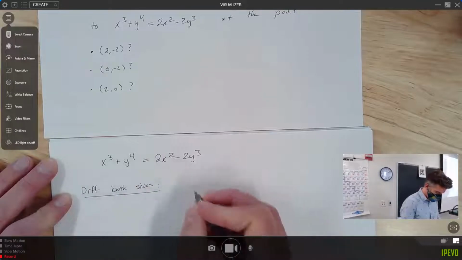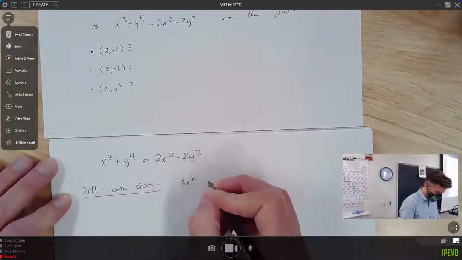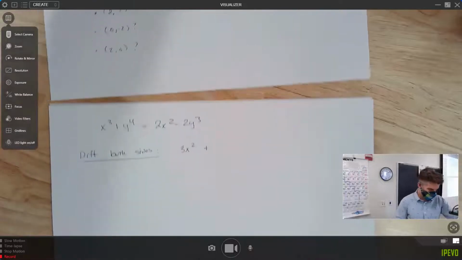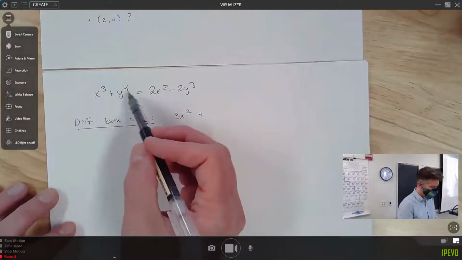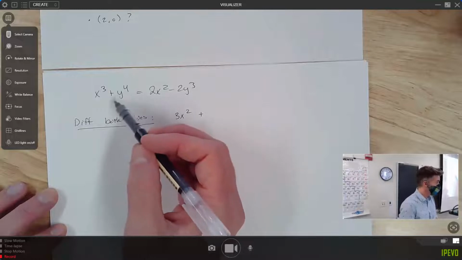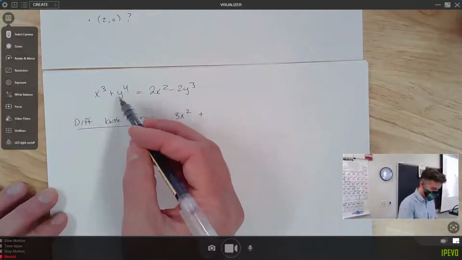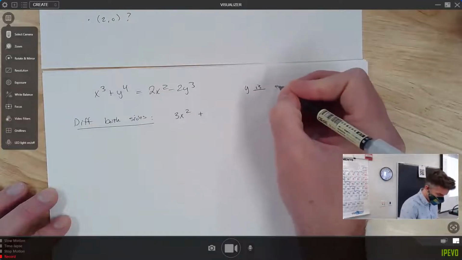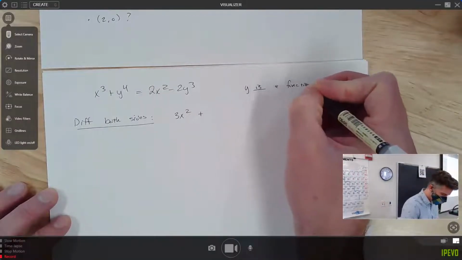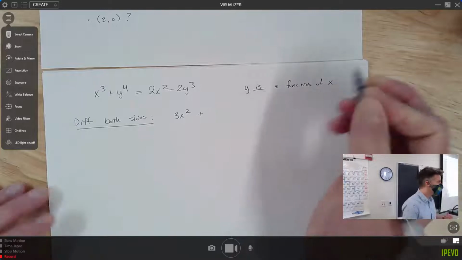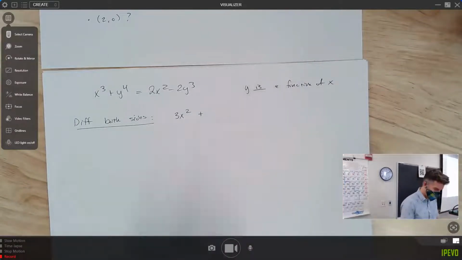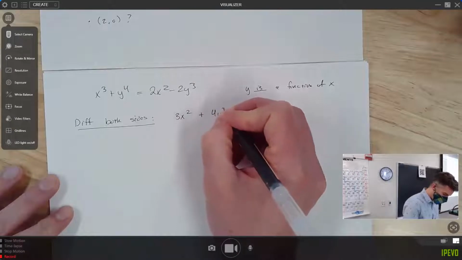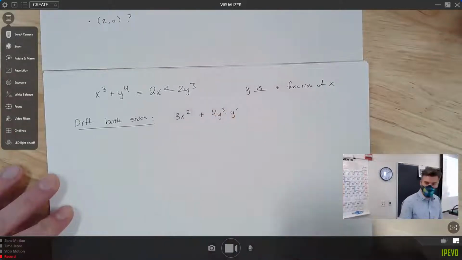So we're going to get 3x squared plus, and when I write this, I'm really thinking, okay, what's the derivative of some stuff to the fourth power? Because we're thinking of y as pretending to be a function of x. It's not really a function of x, but we don't care. It's good enough. So I've got 3x squared, derivative of some stuff to the fourth is 4 times my stuff cubed times the derivative of my stuff.